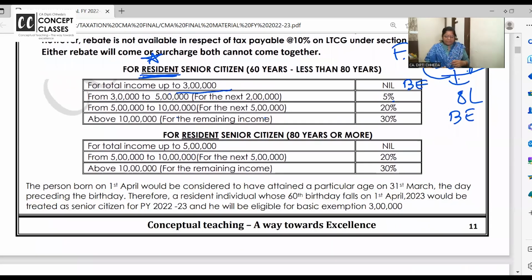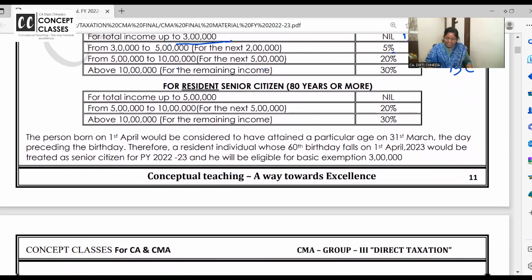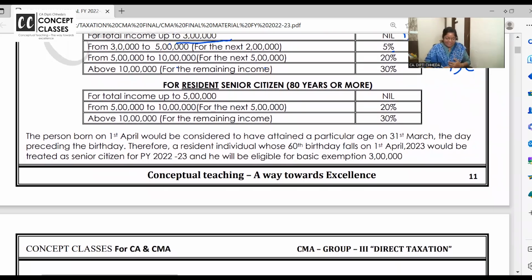So for a resident senior citizen, 3 lakh. Super senior citizen, 5 lakh. Now here, one more beautiful term is there.